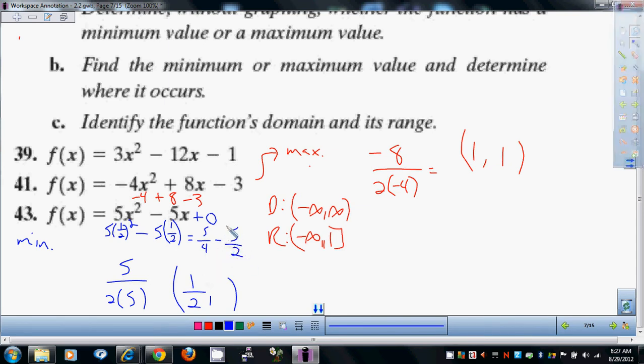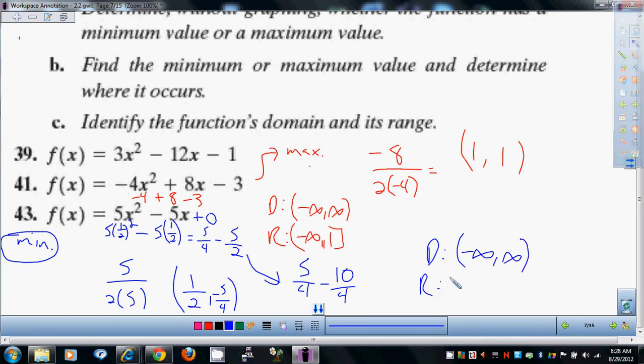Common denominator. What do I need to do to this to make it over 4? Multiply it by 2. So that's 5/4 minus 10/4, which is negative 5/4. So here's the coordinate for our minimum value. And what would be my, well, domain is a no thinker. It's always going to be the same for these. What's my range? There you go. Oh, bracket. Negative 5/4 to infinity. Very good. We good?